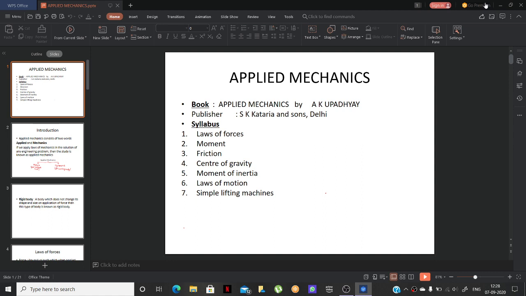The syllabus consists of the following chapters. Number 1, laws of forces. Number 2, moment. Number 3, friction. Number 4, center of gravity. Number 5, moment of inertia. Number 6 is laws of motion, and the last chapter is simple lifting machines.